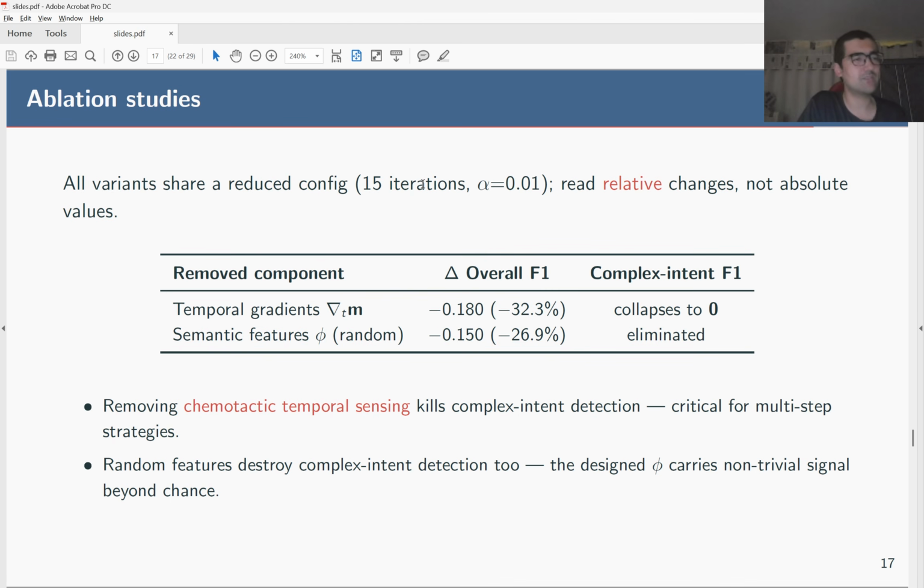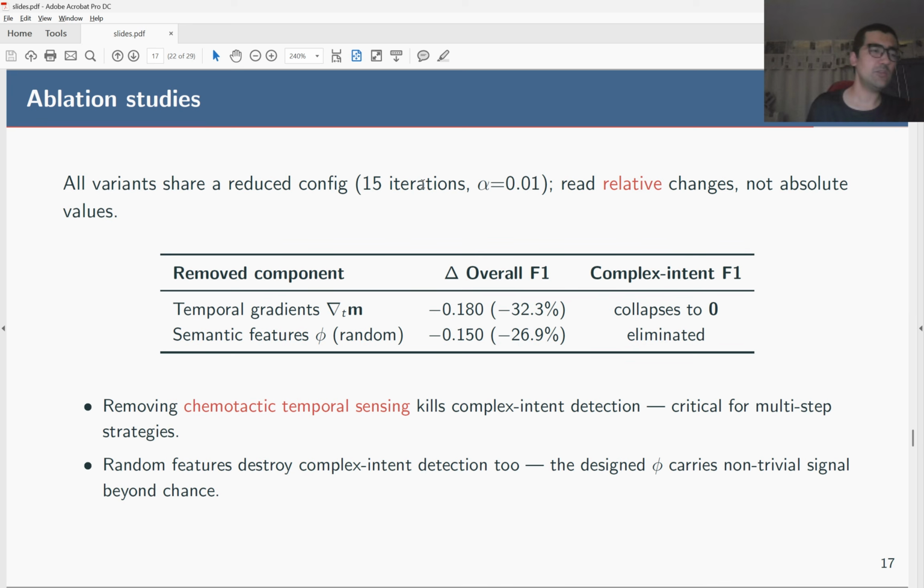The multi-step strategies become undetectable. Second, we replace the semantic features with random vectors. That costs 0.15, roughly 27%, and again wipes out complex intent detection. So both design choices earn their place. The temporal sensing is what lets the model see multi-step strategies, and the semantic features carry real signal well beyond chance.